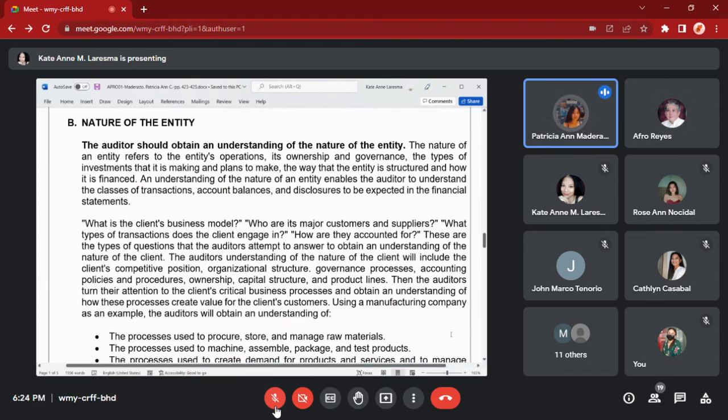So dito po, knowing the nature of entity helps the auditor to define and perform procedures that respond to such risk. Kailangan alam ni auditor kung revenue sources po ng entity, ano yung mga product, services na pinag-provide ni entity, at sino yung mga alliances nila. Kailangan alam din po ni auditor what kind of financing do they have in order for them to push forward and what kind of activities do they do po.